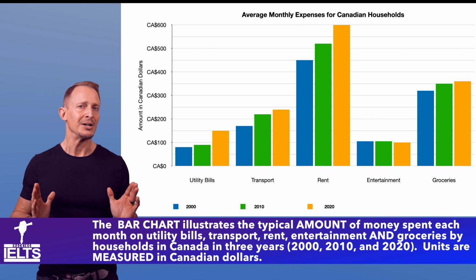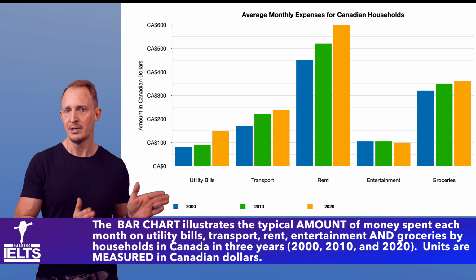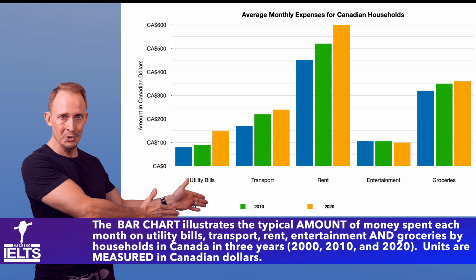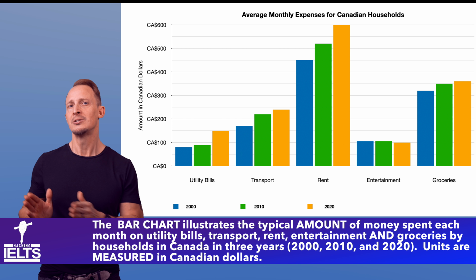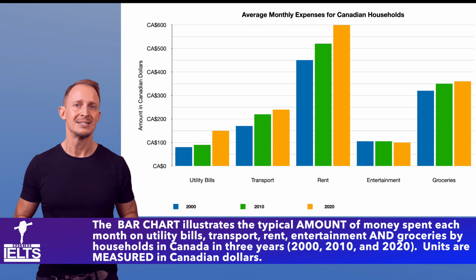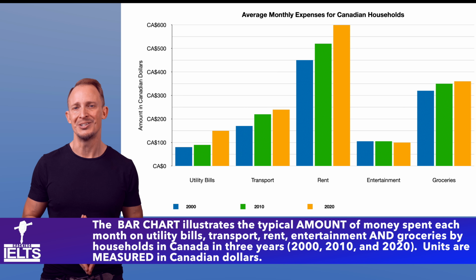The bar chart illustrates the typical amount of money spent each month on utility bills, transport, rent, entertainment, and groceries by households in Canada in 3 years, 2000, 2010, and 2020. Units are measured in Canadian dollars.